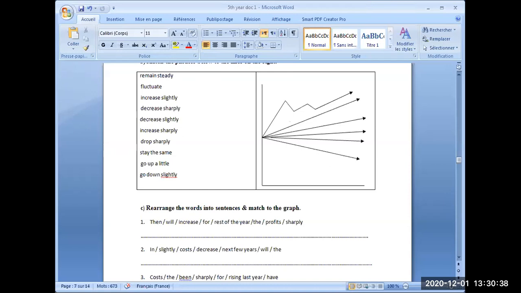number four. Yes, go up a little or remain steady. I would accept remain steady too. Okay, it goes a little bit up. It's almost remaining the same. So we would accept remain steady or go up a little. Good. Next.